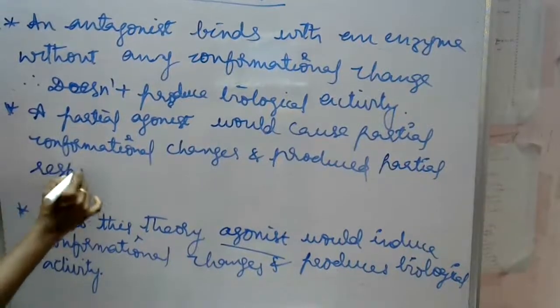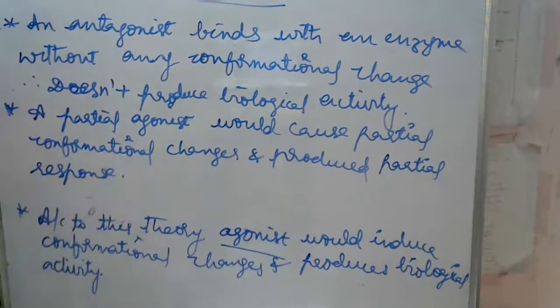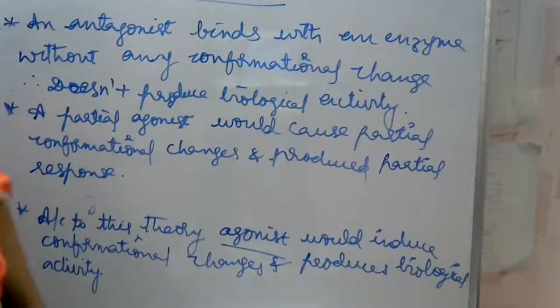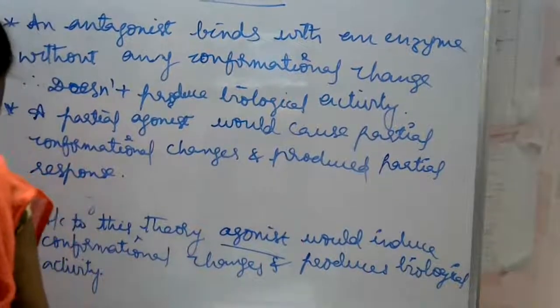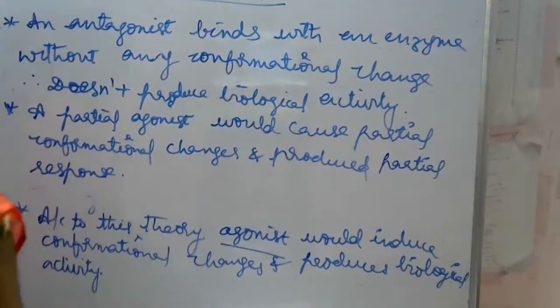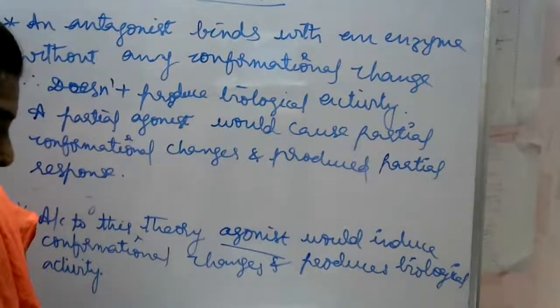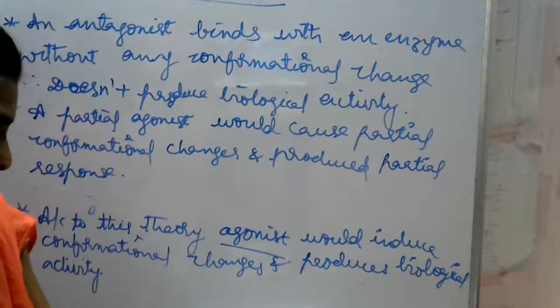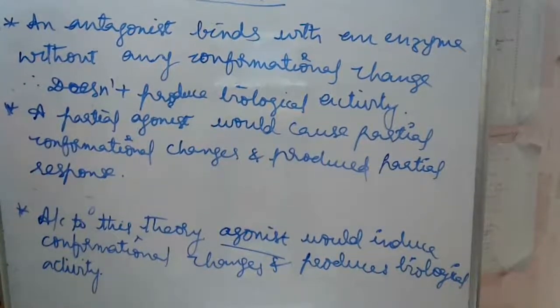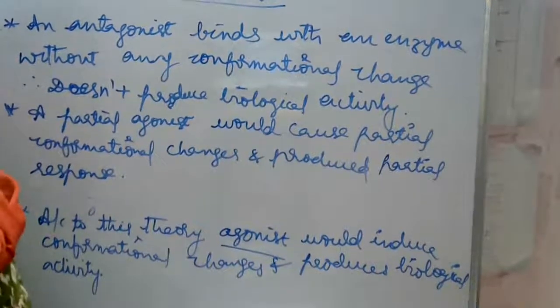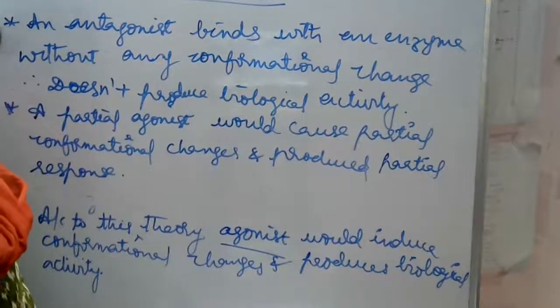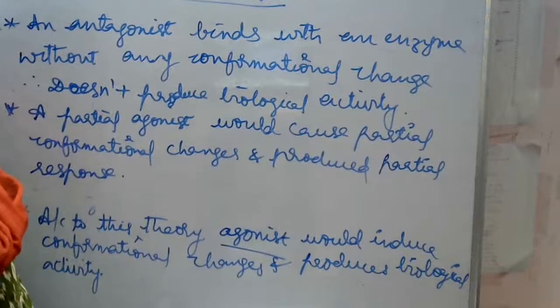So an agonist induces conformational changes in the enzyme, resulting in a strain. Due to this strain, an agonist binds less tightly and the complex dissociates more easily.